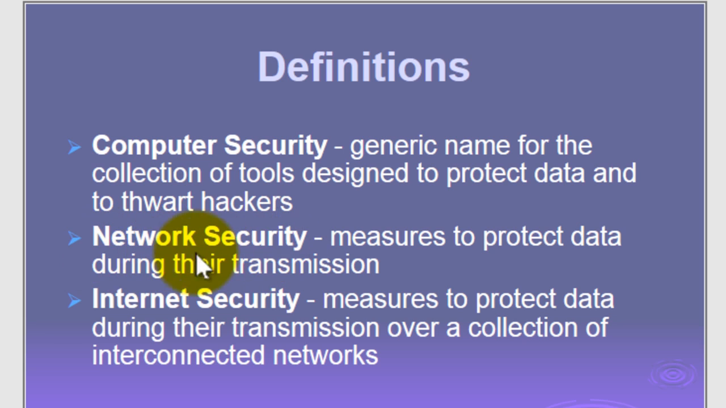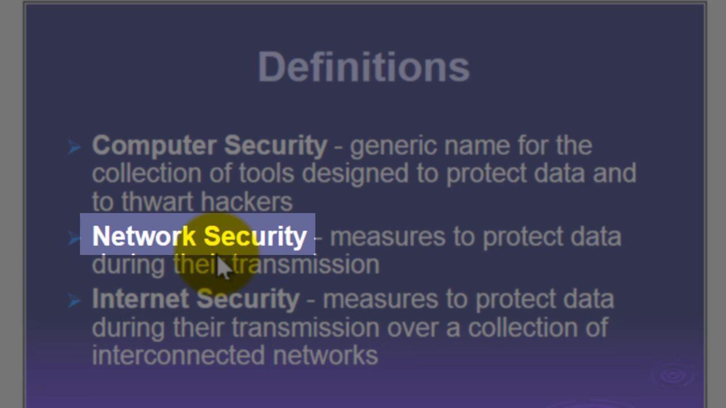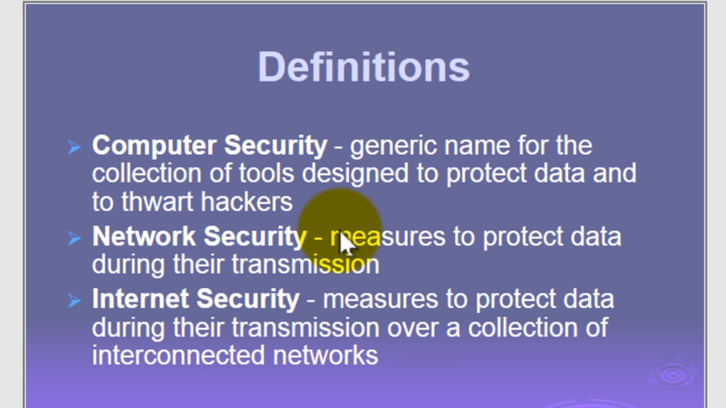And the next one is network security. If you see network security, you have to protect your system while the data is being transferred in a network. So you have to take various precautions, various measures to protect your data while the data is being transmitted. So that is called network security.